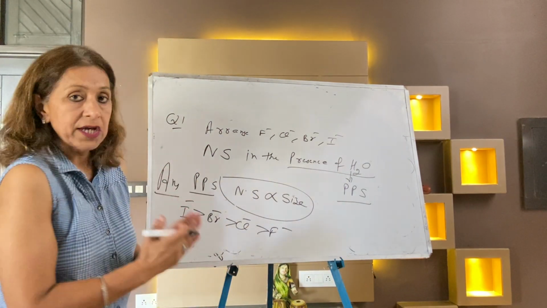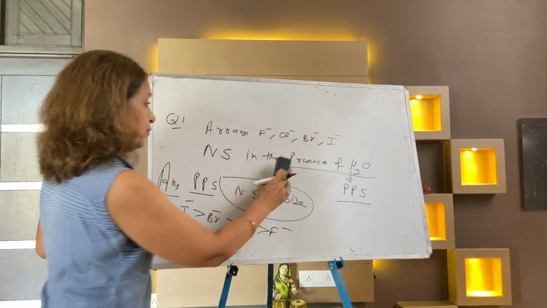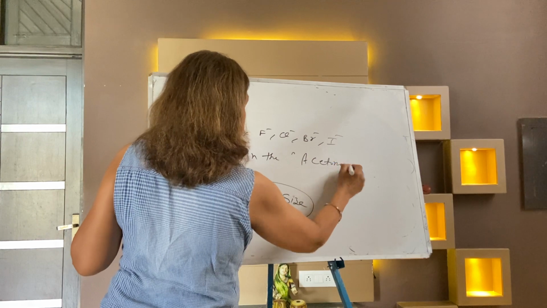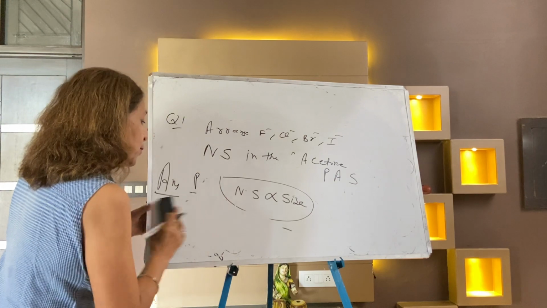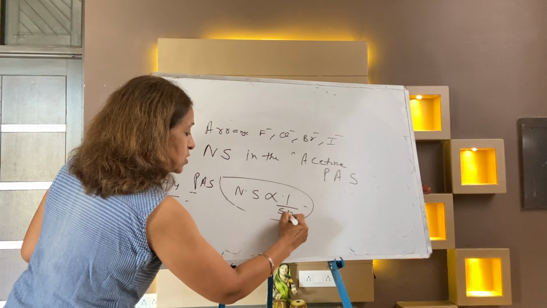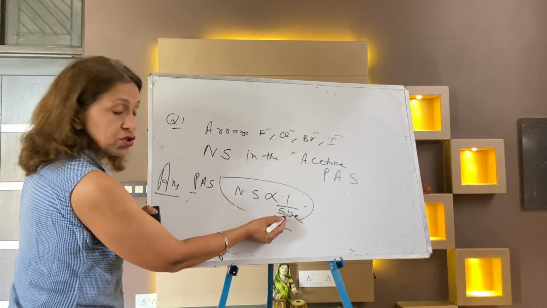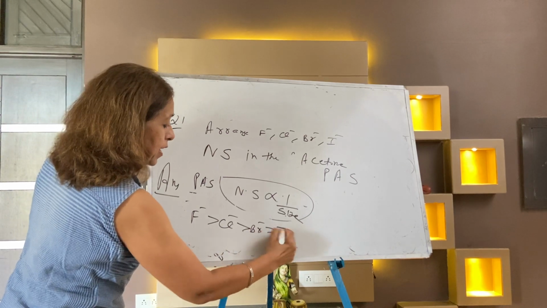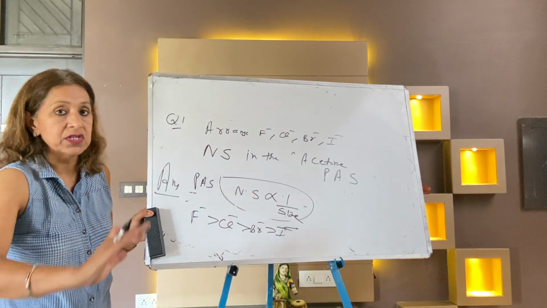Now write down question number two. Same question: arrange F minus, Cl minus, Br minus, I minus in the presence of acetone, which is a polar aprotic solvent. Now in a polar aprotic solvent, nucleophilic strength is inversely proportional to size. Very simple. So the less the size, the more the strength: F minus is greater than Cl minus, Br minus and I minus in nucleophilic strength. These two questions are the basics of this topic.